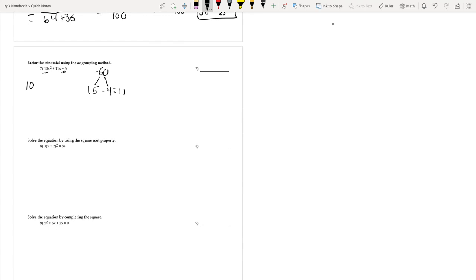So I get 10x squared plus 15x minus 4x minus 6.